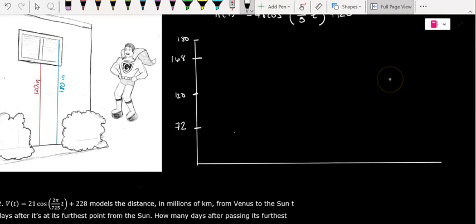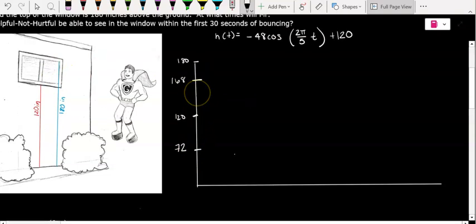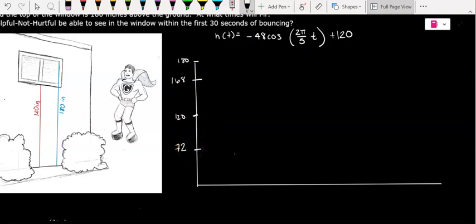Here we go. So we can see 120 would be the bottom of the window and 180 is the top. So this is what we've got here. And then if I do 120 plus 48, I get 168, and 120 minus 48, I get 72. So that means that as Mr. Helpful, Not Hurtful is jumping up and down, the highest he's going to go is 168 inches, and the lowest would be 72. So he's never jumping above the top of the window, at least.